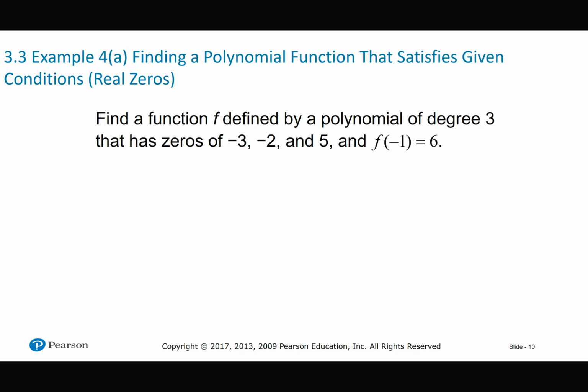Find a polynomial function that satisfies the condition, my real zeros. So we want to create a function of degree 3 that has zeros at -3, -2, and 5. But also, they're telling me if I put in -1, I get 6 as an answer. So that has to hold true also for my polynomial.